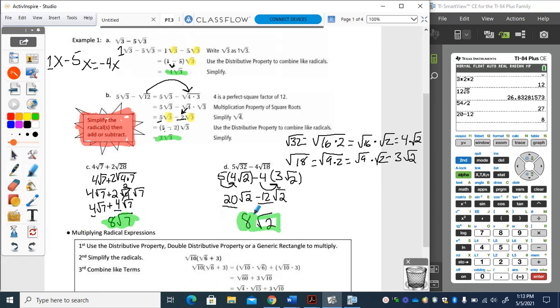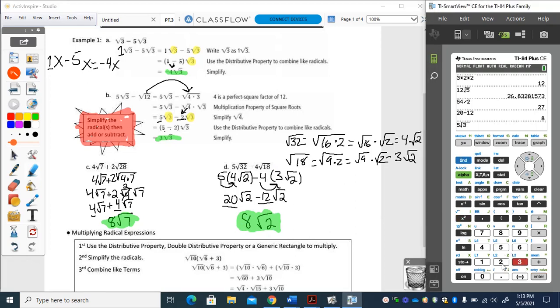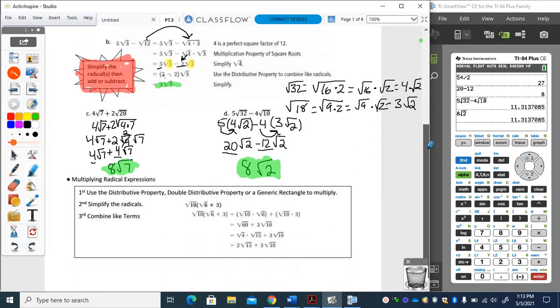That's what we got. You can always check them by putting in what you got at the beginning and what you got at the end. So if you have 5 second square root 32 minus 4 second square root 18, what do we get? This ugly decimal times 8 second square root 2. And we got the same decimal. So we're great. And that's how you add and subtract radicals.